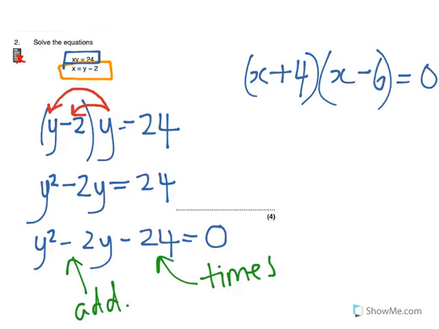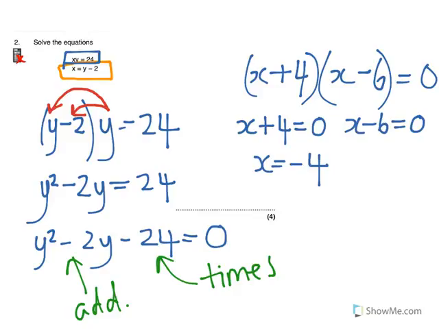Okay, so now we need to actually solve this. So I need to set each bracket equal to 0. So I'll get y plus 4 equals 0 and y minus 6 equals 0. So something plus 4 equals nothing. Well, that must have been minus 4. And something take away 6 gives me nothing. Well, that must have been 6.